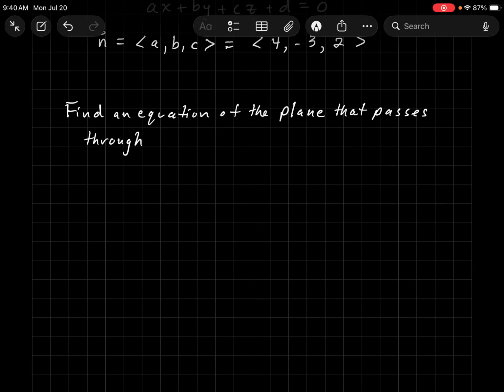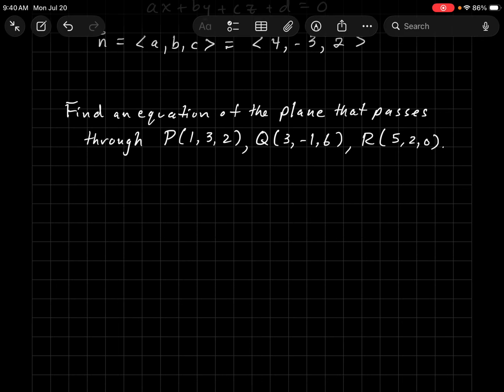And let's call the point P, and that'll be the point (1, 3, 2). And we have a Q, which is the point (3, -1, 6). And the point R, which is (5, 2, 0). Now, how can we find an equation of the plane that passes through these 3 points?